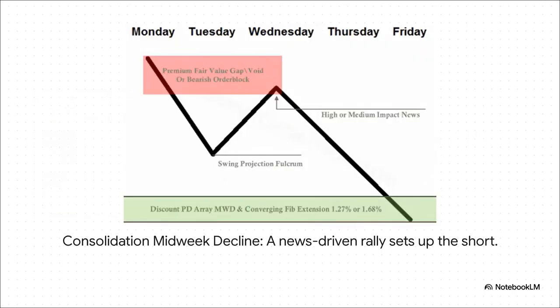And the bearish version is, you guessed it, the midweek decline. Same idea, just flipped. A news-driven rally on Wednesday pushes the price up into a premium area, maybe hitting a bearish order block where smart money sellers are waiting. That gives you a perfect setup for a short trade, targeting a discount level by the end of the week.